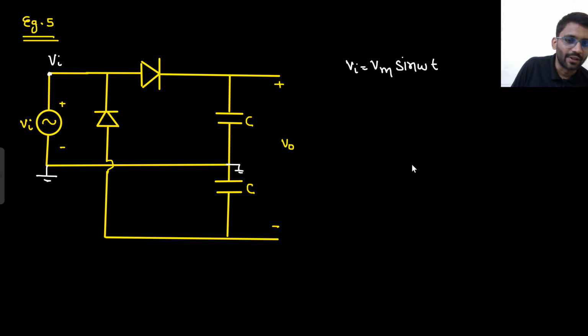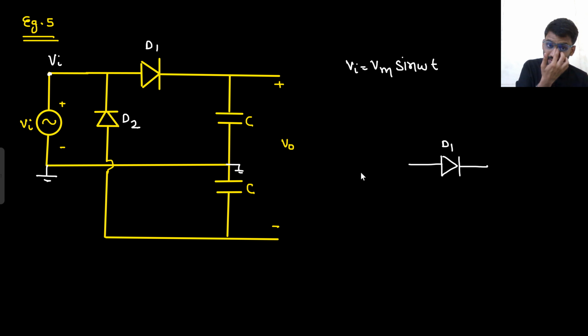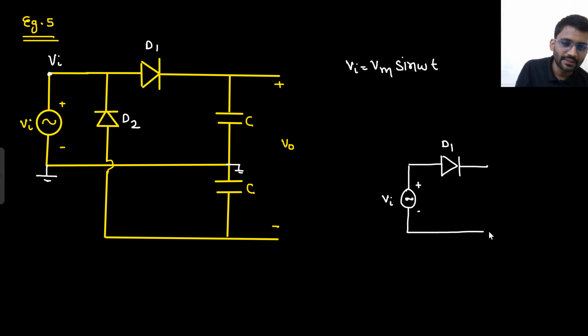One end of this diode, let's call this one D1, this one D2. We will solve it by multiple methods. First, let's see this method. One end of the diode D1 is connected to Vin. The other end of Vin is connected to ground. This ground is going like this.